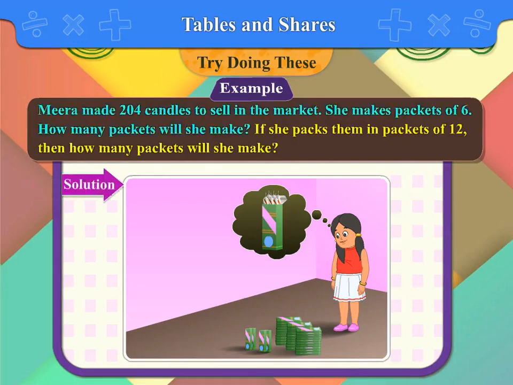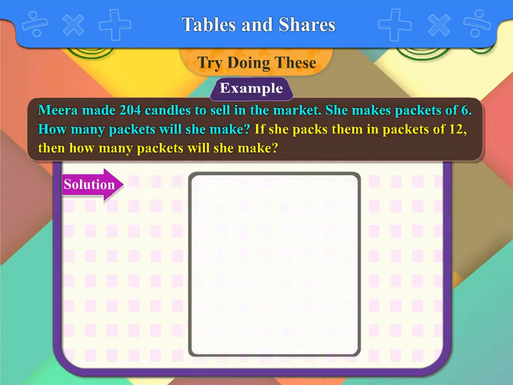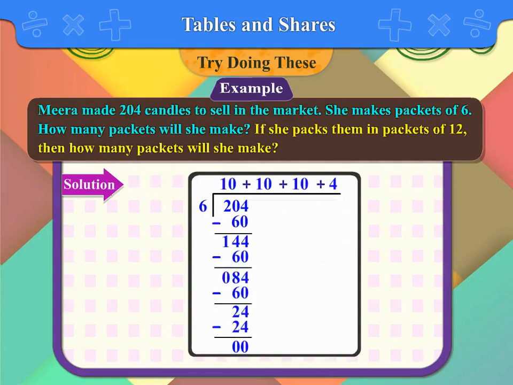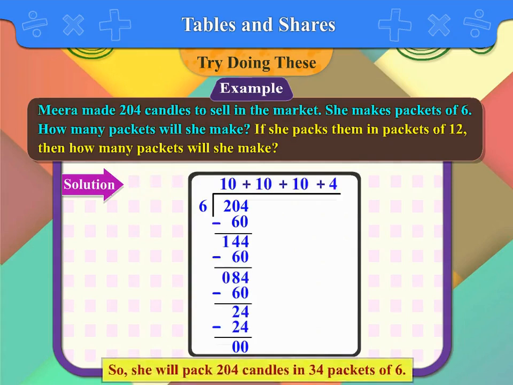Solution. Meera has made 204 candles to sell in the market. She made packets of 6. So, to find the number of packets she makes, we will divide 204 by 6. 204 divided by 6 is equal to 34. So, she will pack 204 candles in 34 packets of 6.